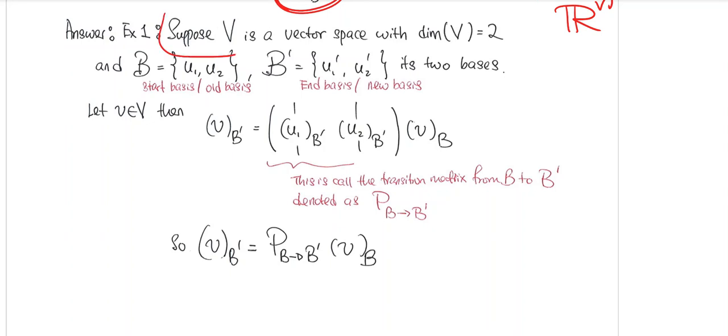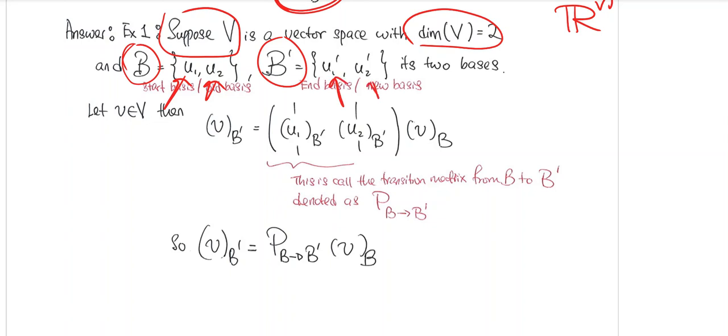Say you have a vector space V. We don't even care what kind of vector space it is. But the dimension of V is 2, which means that a basis has 2 vectors. This basis B consists of 2 vectors, U1 and U2. B prime, another basis, consists of 2 different vectors, U1 prime and U2 prime. Now, the coordinates of the vector V with respect to B prime, and the coordinates of V with respect to B, are connected like this.